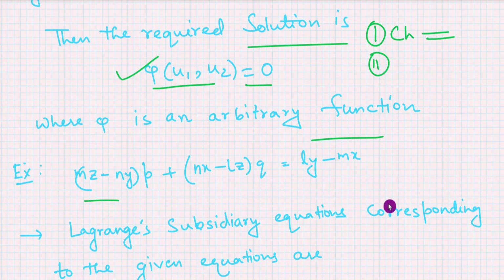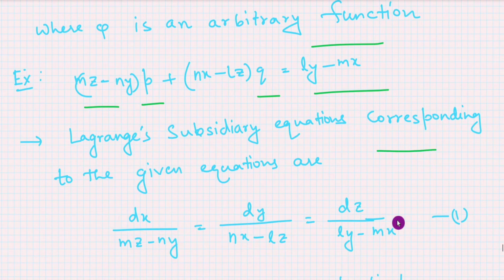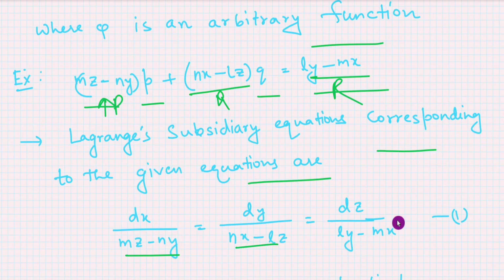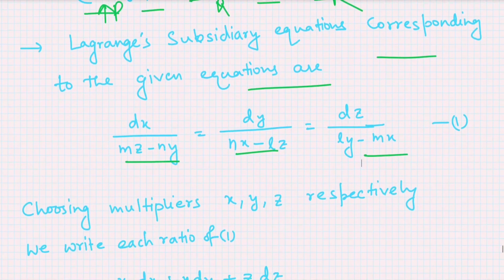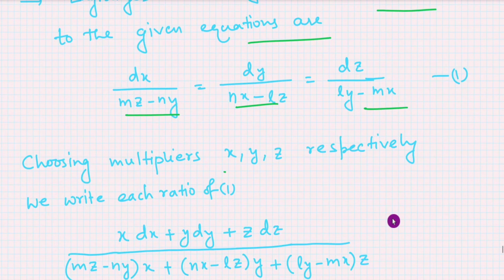Let us take (mz minus ny) p plus (nx minus lz) q equal to (ly minus mx). So the Lagrange subsidiary equations corresponding to the given equation are dx by p, where p means this function, q is this function, and r is this function, so dx by p, dy by q, and dz by r. So choosing the multipliers x, y, z. Here in this problem we are solving this by using two sets of multipliers, and then we write the general solution phi of u1, u2 equal to 0.